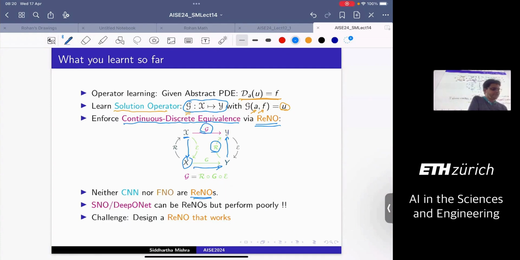So in the last lectures we saw that CNNs are not, because even the convolution operation is not preserving this structure, nor are FNOs. Even though the convolution operation preserves, the nonlinearities don't preserve this structure. So neither of them are ReNOs. We did see some examples, for instance, the spectral neural operator and DeepONet, but they perform rather poorly. So the objective, as I said in the last lecture, is to find a structure preserving continuous discrete equivalent map, a ReNO, that actually works. And hopefully we will do that today.